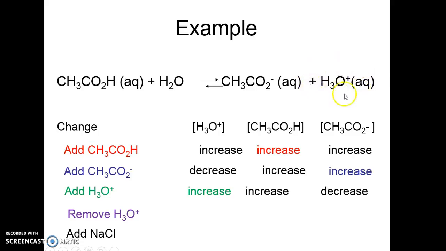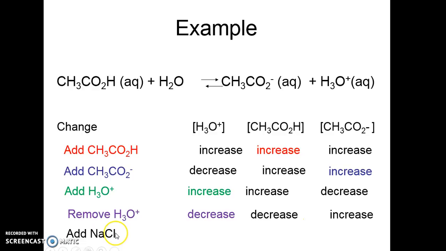What if I remove hydronium ion? If I remove hydronium ion, the concentration of hydronium ion decreases. In response, this builds up, acetate increases, and this declines, acetic acid decreases.